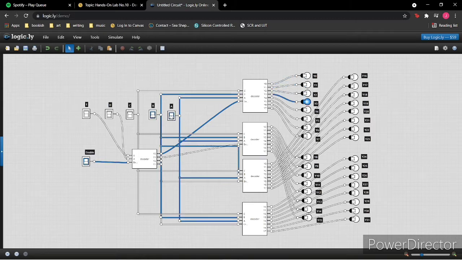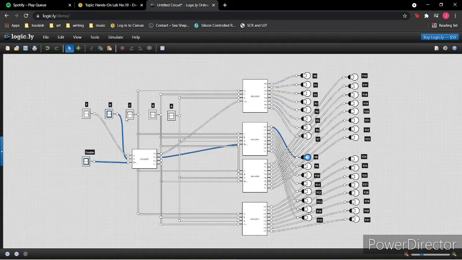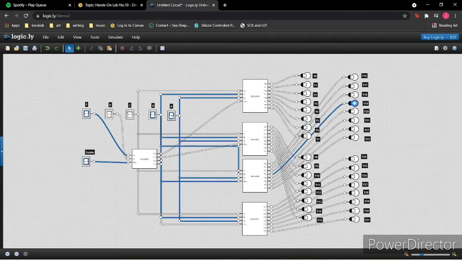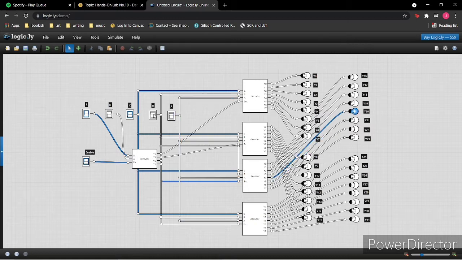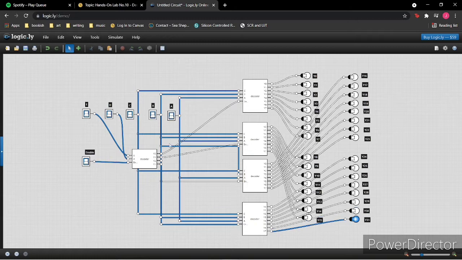Then 2, 3, 4, 5, 6, 7, 8, 9, 10, 11, 12, 13, 14, 15. Now the A is 1, so that is 16, 17, 18, 19, 20, 21, 22, 23, and 24, 25, 26, 27, 28, 29, 30, and 31.